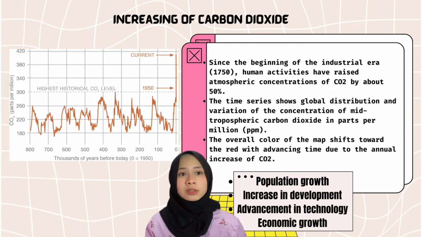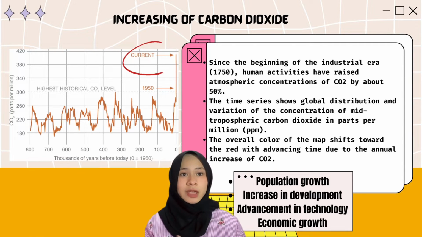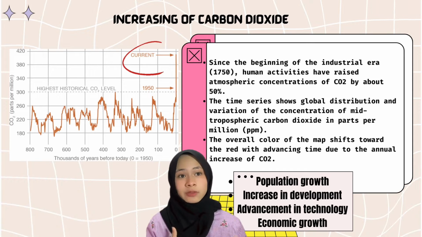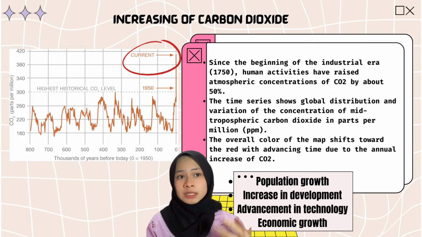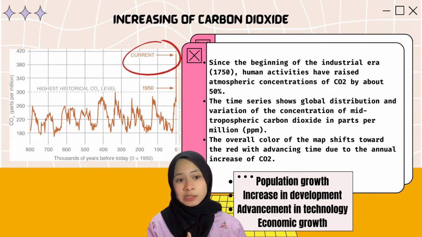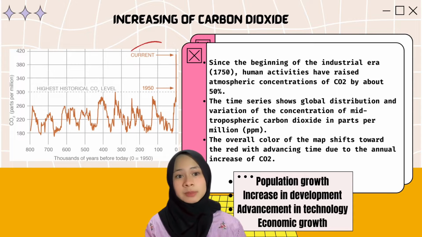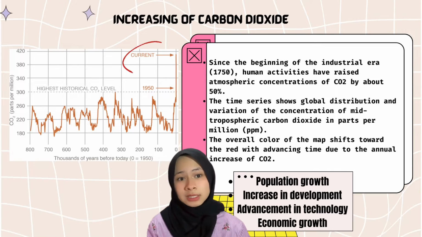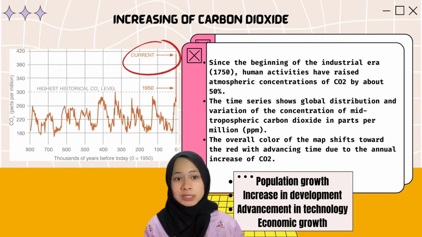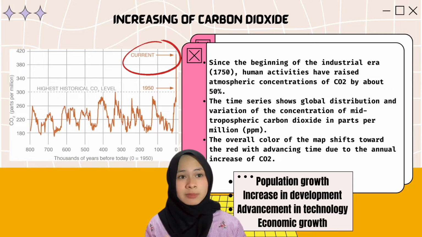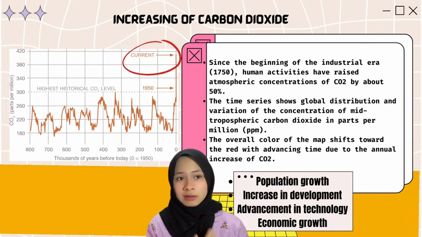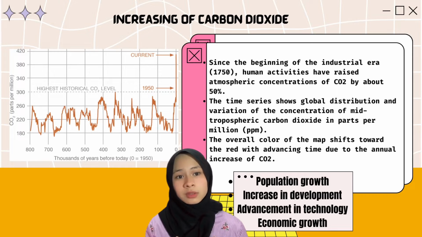Since the beginning of the industrial era, human activity has raised the atmospheric concentration of carbon dioxide by about 50%. The time series shows global distributions and variation of the concentration of mid-tropospheric carbon dioxide in parts per million. There are many factors why human carbon emissions have increased. It is because of population growth, increase in development, advancement in technology, and also economic growth.